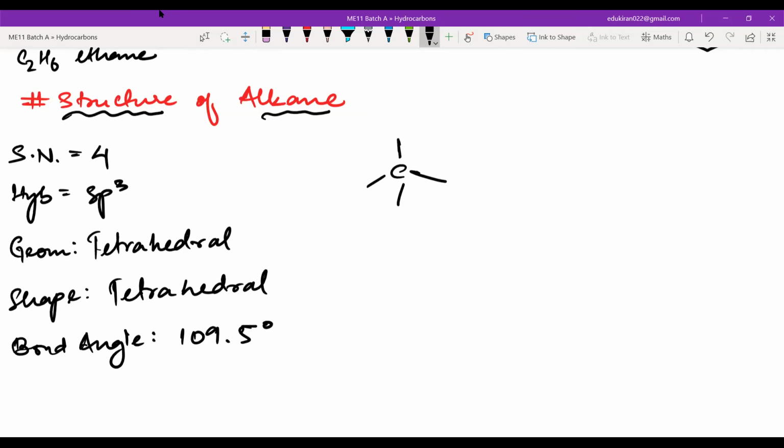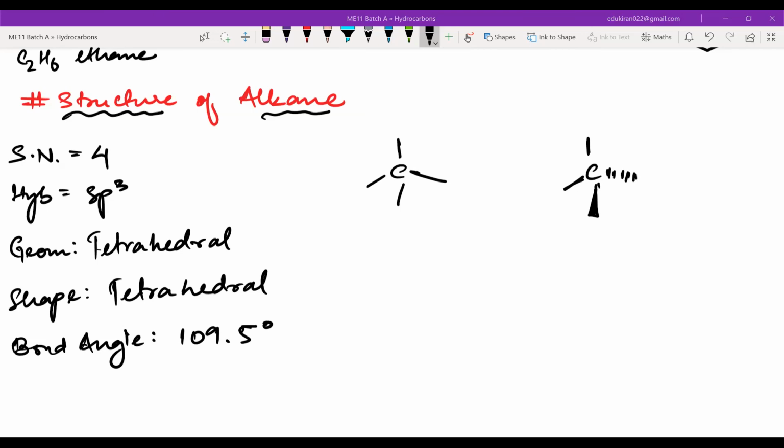Now if I talk about the 3D structure, there are 2 bonds in the plane, there is one bond which is at the back, and another bond which is coming forward. Let me just show you. Have I shown you the CH4 molecule structure? No or yes?